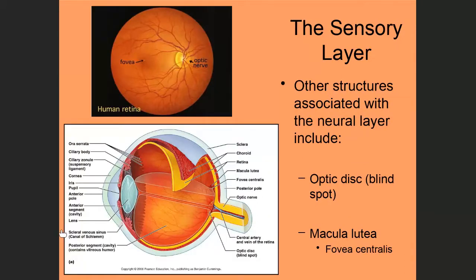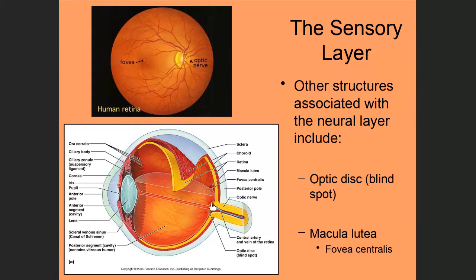We've talked quite a bit about the basic anatomy. We've spent some time looking at the microscopic neural anatomy and the cells that are actually located there to allow for vision to occur. There are a couple of other structures that are associated with the sensory layer, the neural layer, the retina, whatever you want to call it, that are worth mentioning because you're going to be learning about them further in the activities that you're doing for this particular folder.